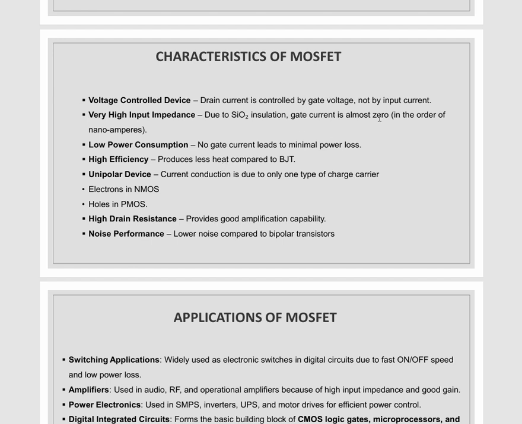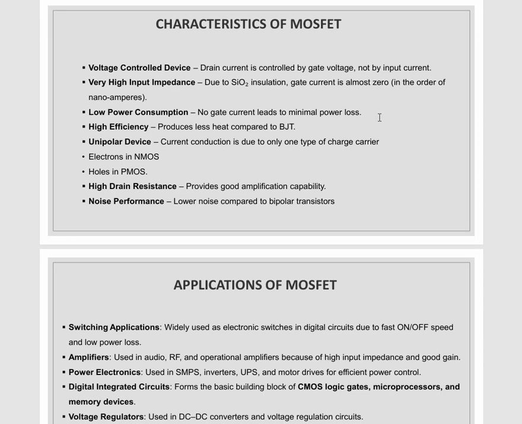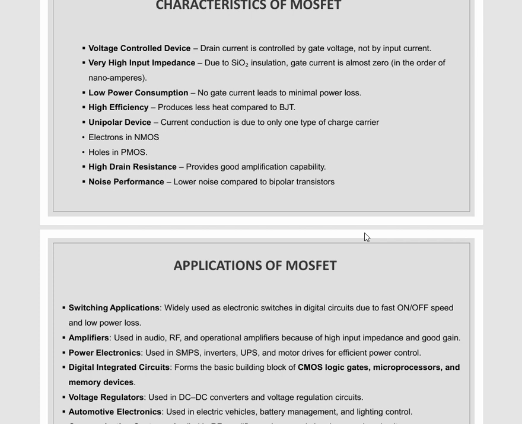Another is unipolar device. Current conduction is due to only one type of charge carrier, electrons in NMOS and holes in PMOS. High drain resistance provides good amplification capability. And the last one is noise performance, lower noise compared to bipolar transistors.